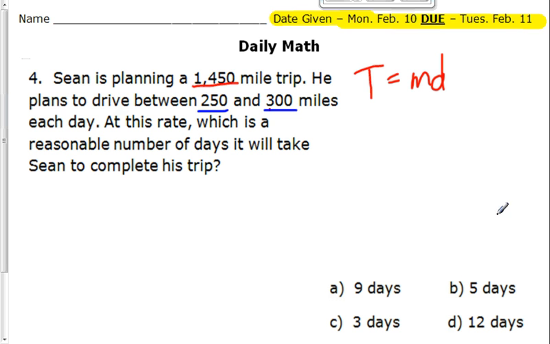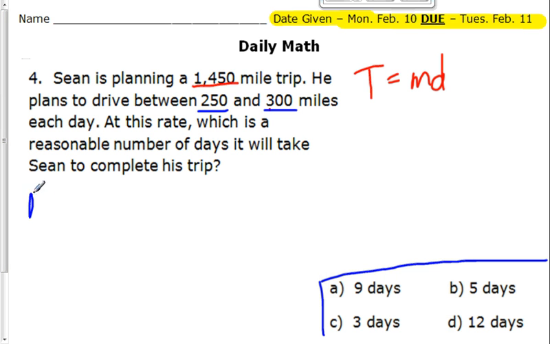Now the good thing about STAR tests is it's all multiple choice. So I'm going to look at my answer choices down here. When I'm trying my answer choices, I might want to try the 300 because it has the 2 zeros in there, so it's going to make it easier.